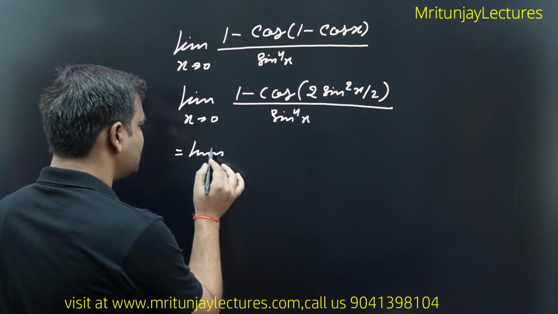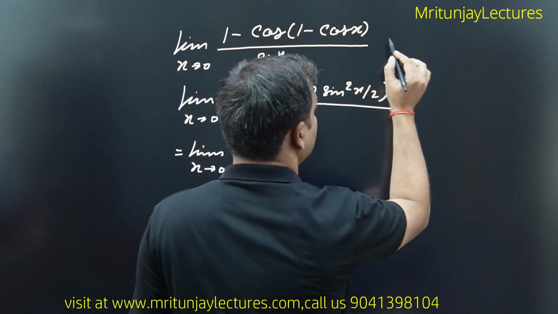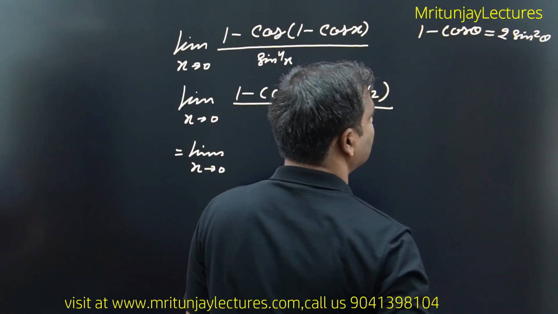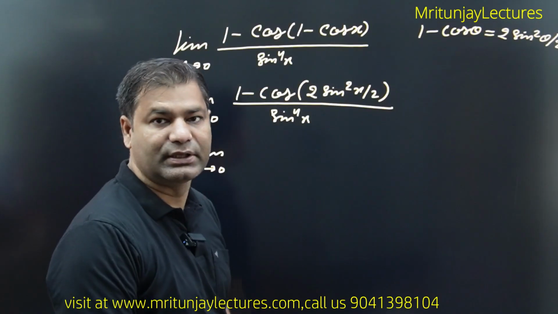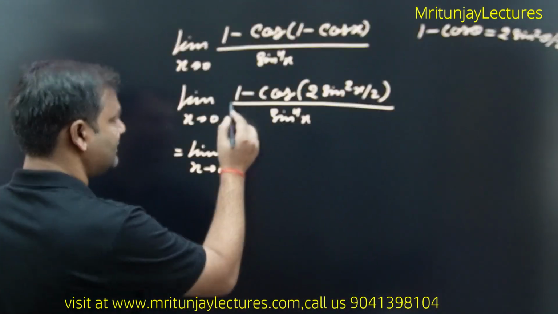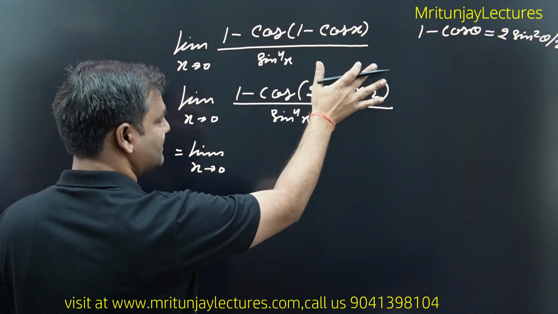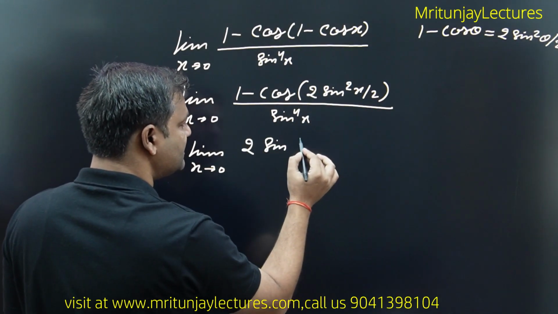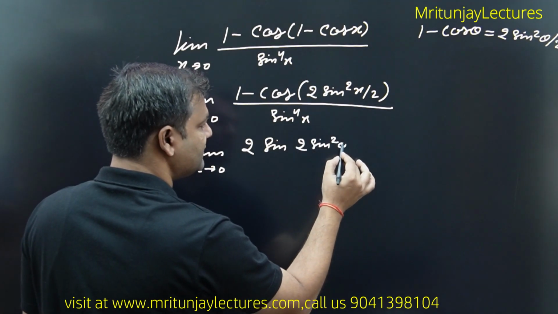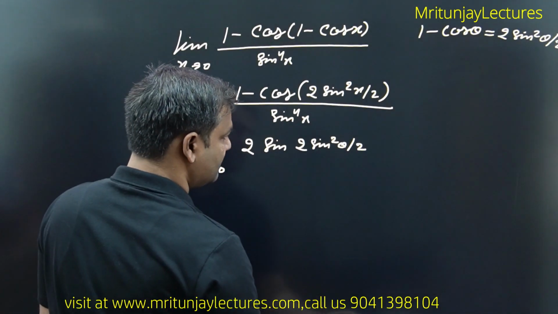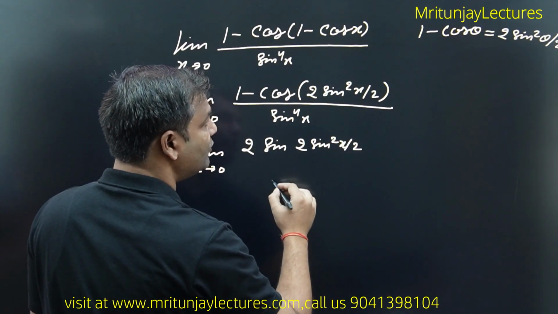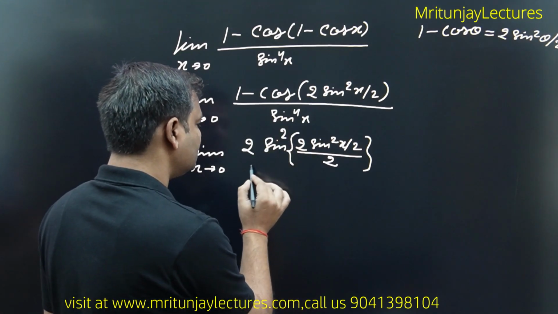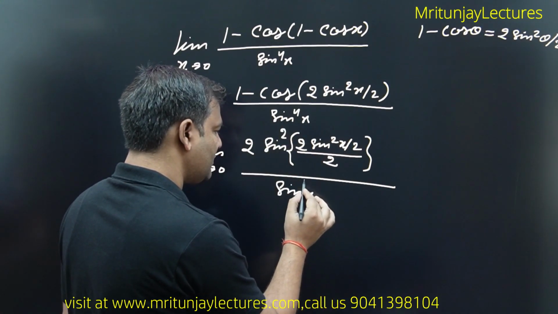After that, limit x tends to 0, again 1 minus cos theta is equal to 2 sin square theta by 2, so that formula is used here. Applying it to the outer term, theta is 1 minus cos x, which is 2 sin square x by 2, so we get sin of that divided by 2, all over sin x to power 4.